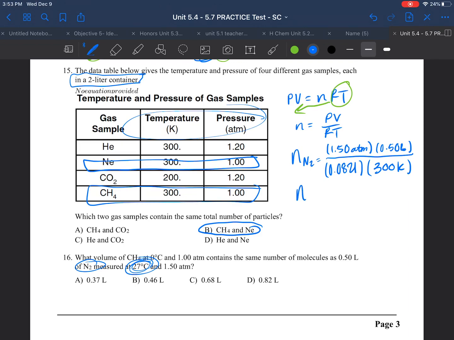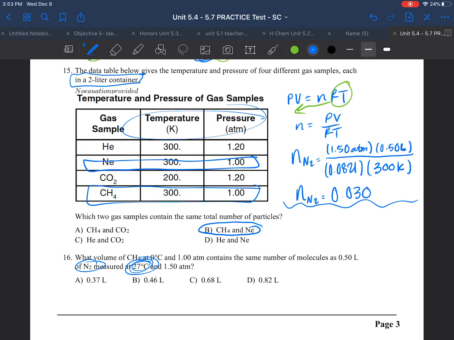And now when you solve for the number of moles of N2, you get 0.030. We'll leave that rounded just for simplicity's sake. Now, this strictly up above is all for N2. We have to figure out what volume of CH4 under certain conditions has the same number of molecules.